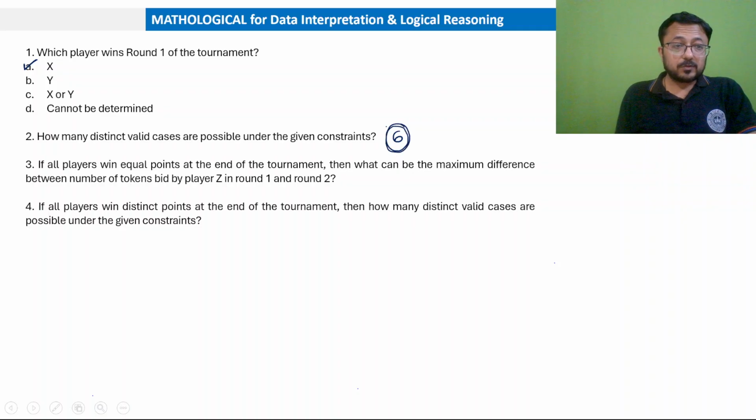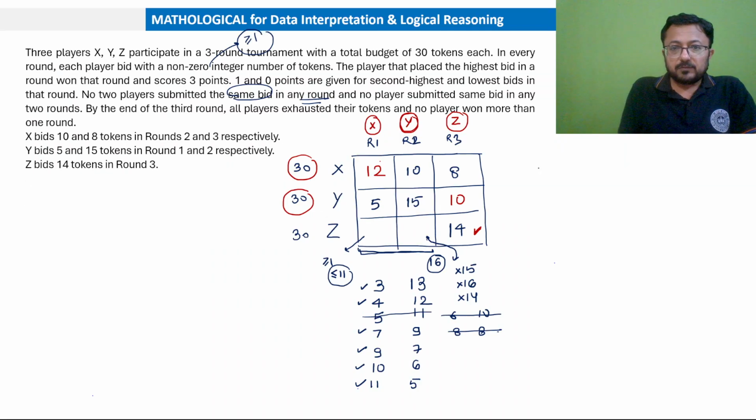Okay. Now third question, if all players win equal points at the end of the tournament, then what can be the maximum difference between number of tokens bid by player Z in round 1 and round 2? तो हमें पॉइंट्स पे भी फोकस करना है फॉर एक्स वाई एंड जेड इन दीज 3 राउंड्स. अब राउंड 3 वाला पैटर्न तो क्लियर है हमें 8 10 14 यानी क्लियरली राउंड 3 में 3 पॉइंट्स आर गिवन टू प्लेयर जेड. राउंड 3 में 1 पॉइंट इज गिवन टू प्लेयर वाई एंड 0 पॉइंट्स आर गिवन टू प्लेयर एक्स. बट बाकी राउंड्स में ये चीज़ें क्लियर नहीं है तो हमें आइडेंटिफाई करना पड़ेगा, केसेस बनाने पड़ेंगे आई गेस वहाँ पे भी.